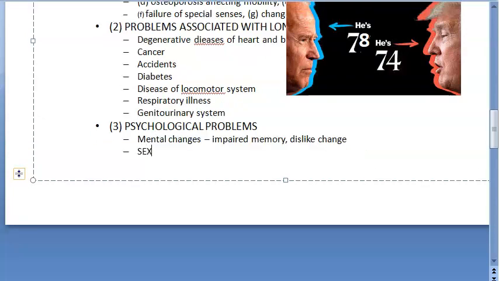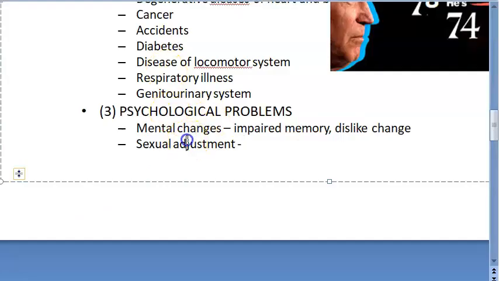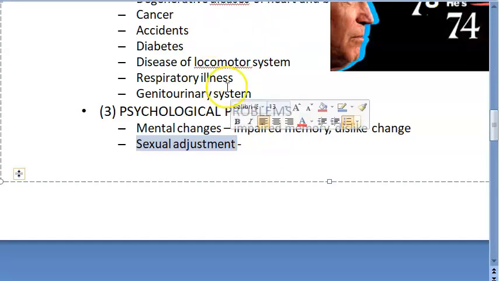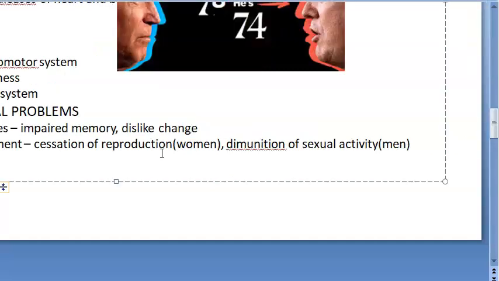And sexual adjustment. What is the sexual adjustment? We are looking at the psychological problems of the elderly. Here, for sexual adjustment, they are saying that between 40 and 50 there is a cessation of reproduction by women and diminution of sexual activity in men. So they have a lot of disturbances, irritability, jealousy. Wow. So there is cessation of reproduction by women, diminution of sexual activity. So that's a nice word they have put here. Let's take that word and put it here. What is the word? Jealousy.